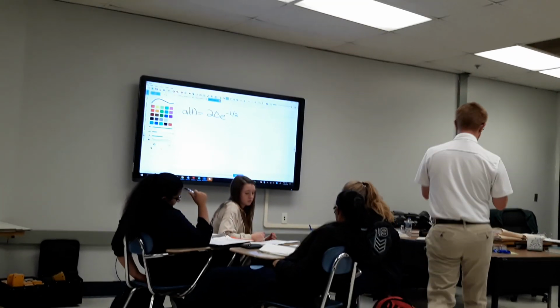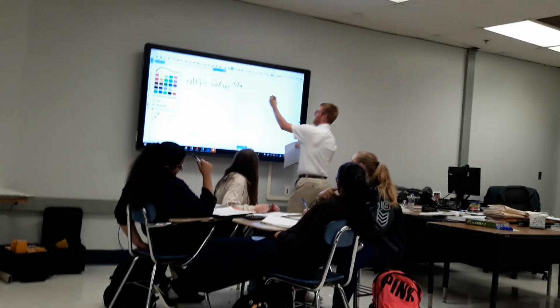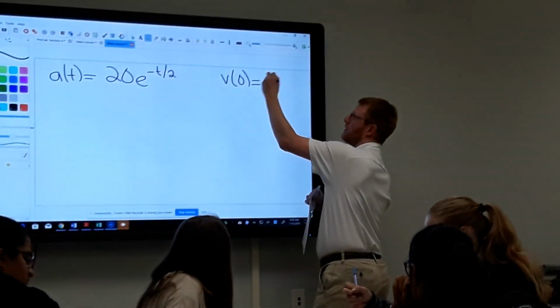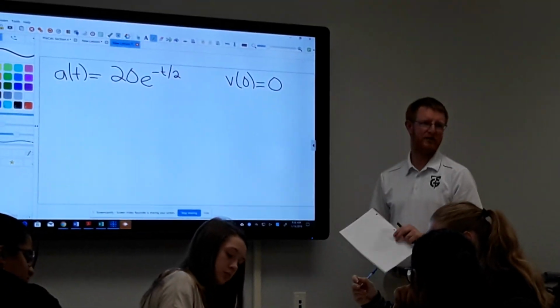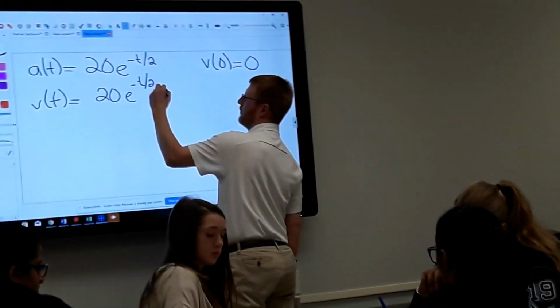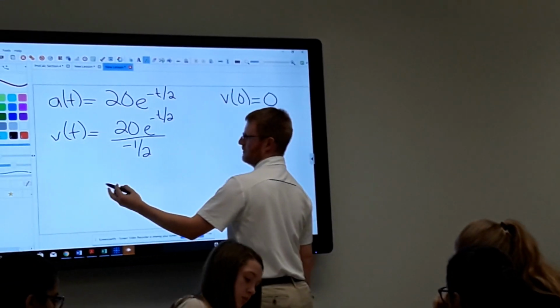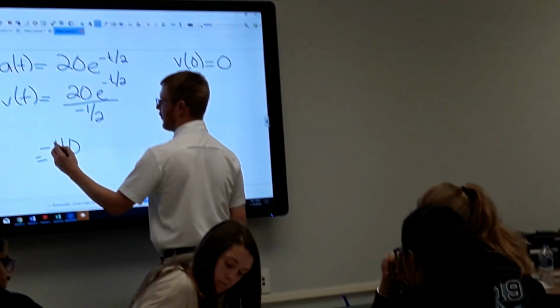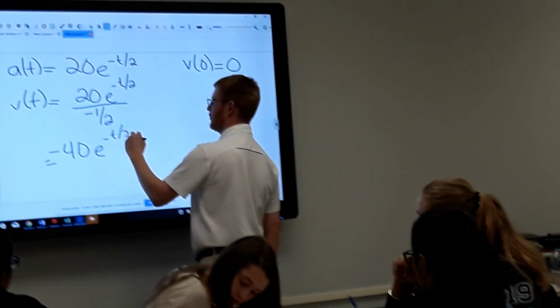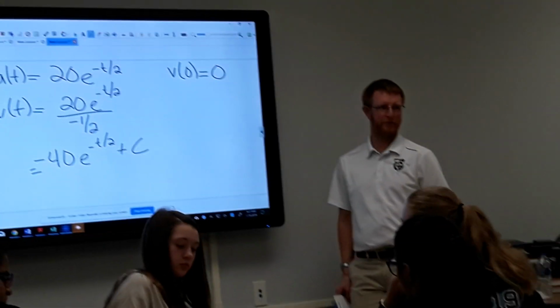On this paper it says this has an initial velocity of 0. What does that mean? It means that v of 0 equals 0. We'll use that when we take the antiderivative. So v of t is going to be 20e to the negative t over 2 divided by negative 1/2, which is equal to 40e to the negative t over 2 plus c. Wait, that's negative 40e to the negative t over 2 plus c. You guys with me? All I do is take the antiderivative.